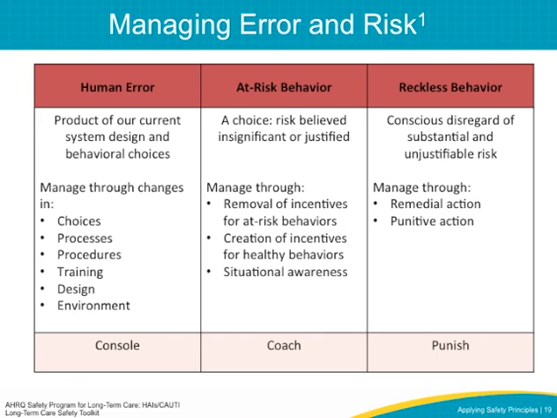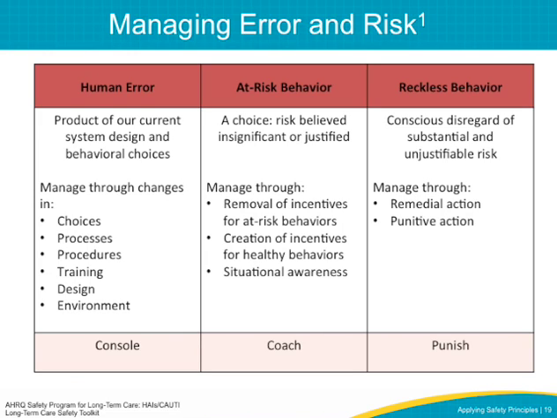To improve outcomes, human error, at-risk behavior, and reckless behavior should each be managed differently. Human error is a product of both system design and behavioral choices. Human error can be managed through changes in processes, procedures, training, system design, or work environment. The proper management approach is to console team members who have committed a human error and to ensure proper systems and procedures are in place to support future appropriate choices.